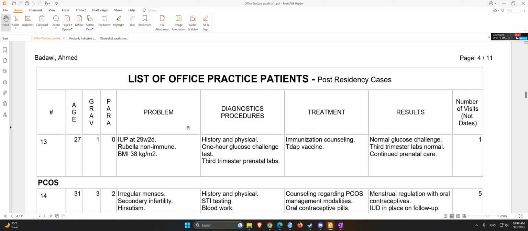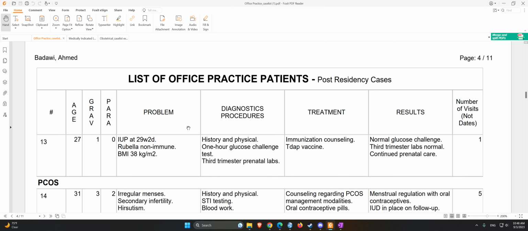Okay, good, nice. Good, very good. And then what do you got? You got patient number 5. It says in the treatment you did preeclampsia prophylaxis. What is preeclampsia prophylaxis? How do you do that?